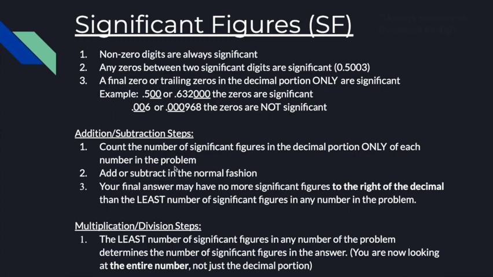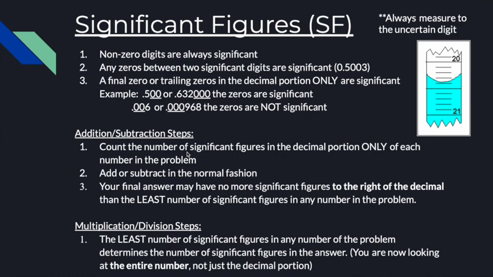Also to remember in significant figures is you always measure to the uncertain digit, and I'll explain what this means. Here we see in our graduated cylinder, we always measure to the bottom of the meniscus, right? So we know it's past 21, past 21.5, 21.6. So we know it goes past 21.6.